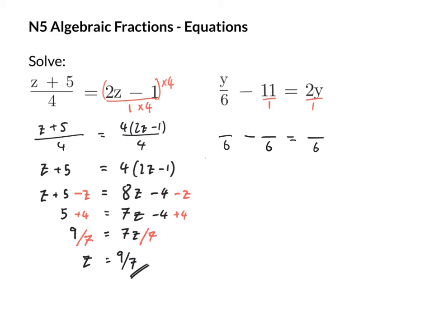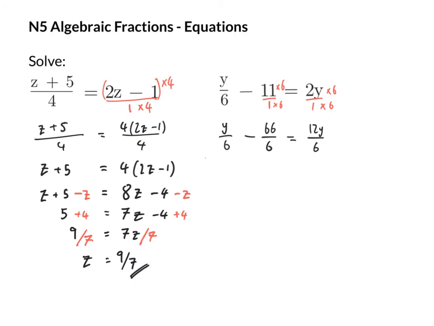So my 6 doesn't need to change in my first one, so my first fraction remains unchanged. I'm going to need to multiply the bottom here by 6, so I have to multiply the top there by 6. So instead of having 11 over 1, I have 66 over 6. Here, on the right-hand side, instead of having 2y over 1, I can times the top and bottom by 6 to get 12y over 6. So remember, each of these will simplify back to what I've got in the original equation.